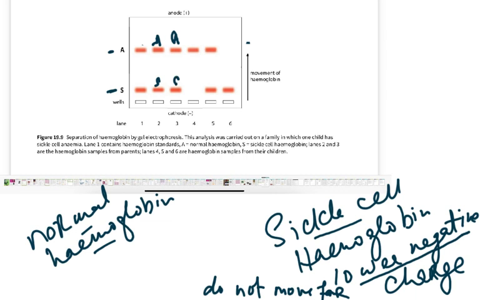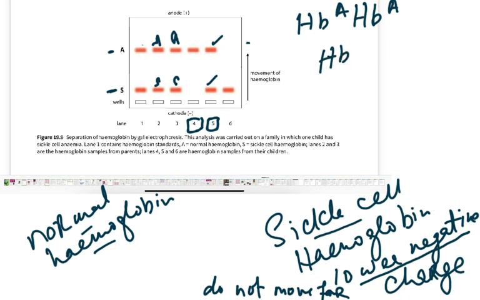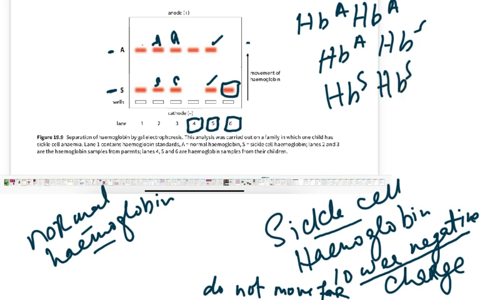Now 4, 5 and 6 are hemoglobin samples from their children. Person 4 has only A, so he has hemoglobin A, that means he is normal. He doesn't have any issues. Person 5 has A and S, so he has hemoglobin A and hemoglobin S. Person 6 is the one who is affected. Why? Because he only has hemoglobin S. He is the sufferer, the person who has sickle cell anemia.